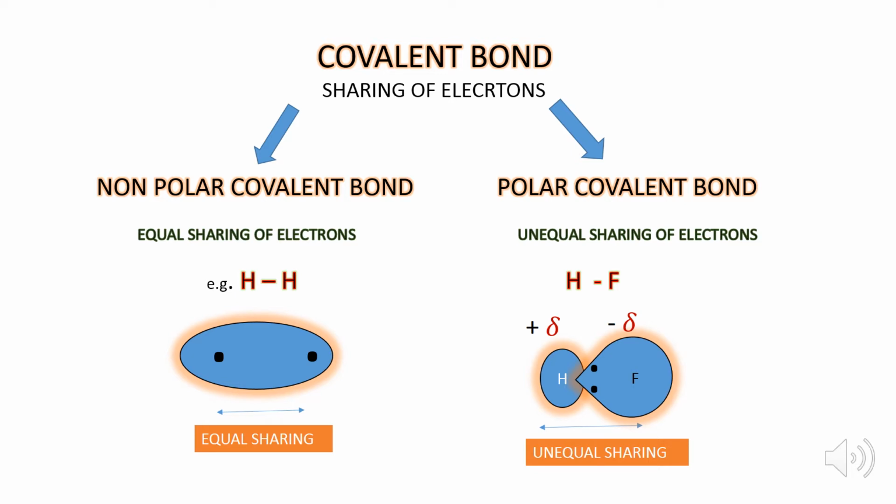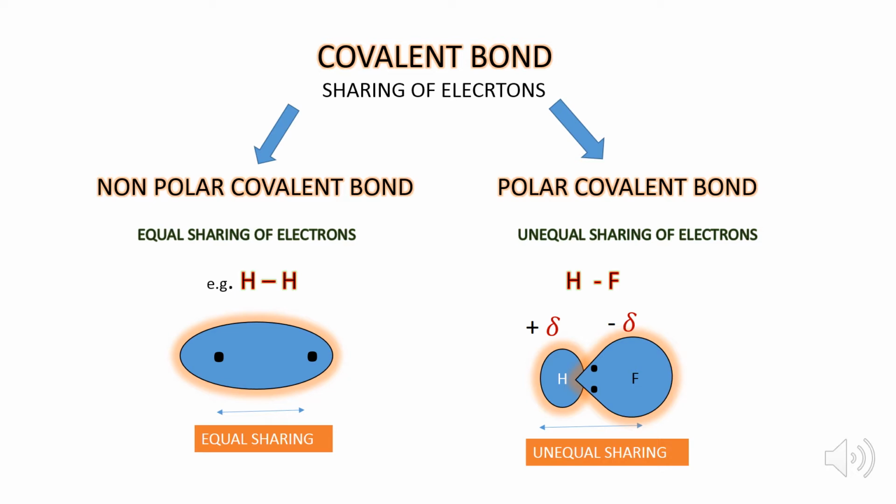Friends, do you know what covalent bonds are? Yes, the covalent bonds are formed by the sharing of electron pair between the two atoms. So friends, on the basis of electronegativity difference, there are two types of covalent bond. One is non-polar covalent bond and the other one is polar covalent bond. In the non-polar covalent bond, there is an equal sharing of electron pair between the two atoms, whereas in case of the polar covalent bond, there is an unequal sharing of electron pair.